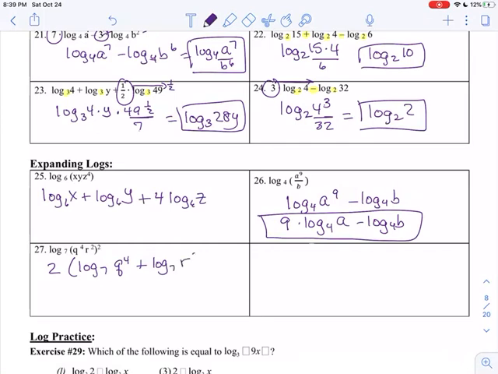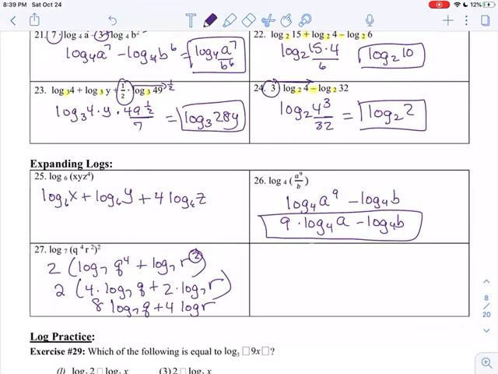And this 2 is an exponent. It's going to come out in front. And then log base 7 of q to the fourth plus log base 7 of r squared. But then this is an exponent that's going to come out in front. So it's going to be 4 times log base 7 of q plus, and then this exponent, this 2, will come out in front. 2 times log base 7 of r.